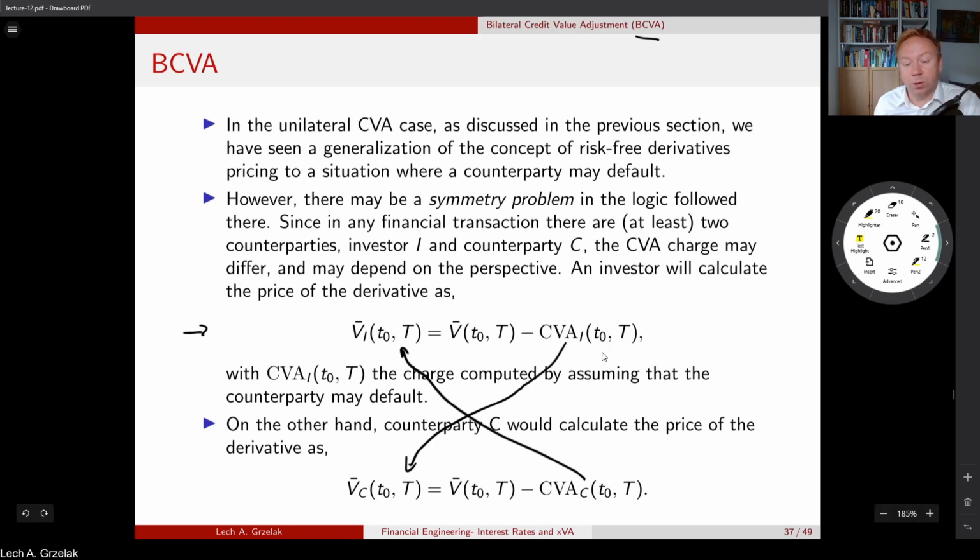Obviously, everything would be ideal if the probabilities of default of the two institutions were the same; then indeed those counterparties would agree about the price.